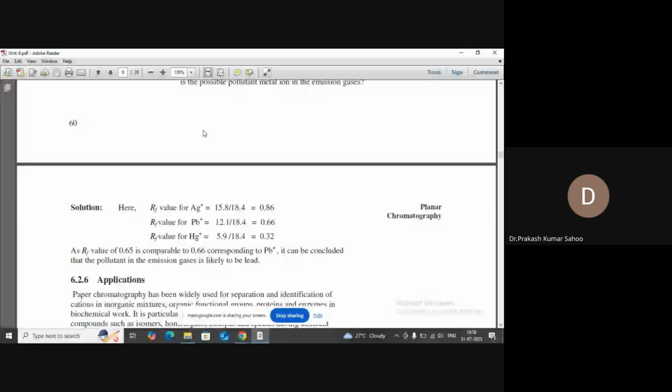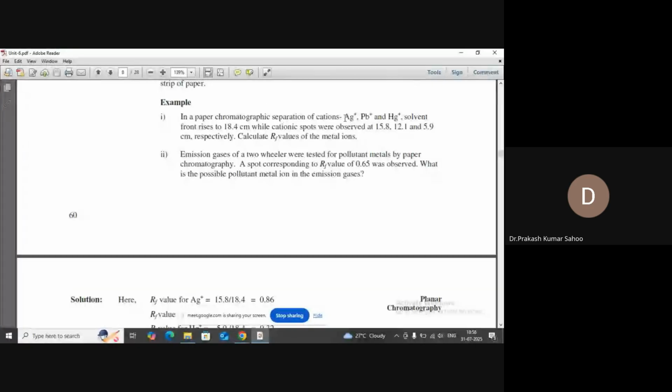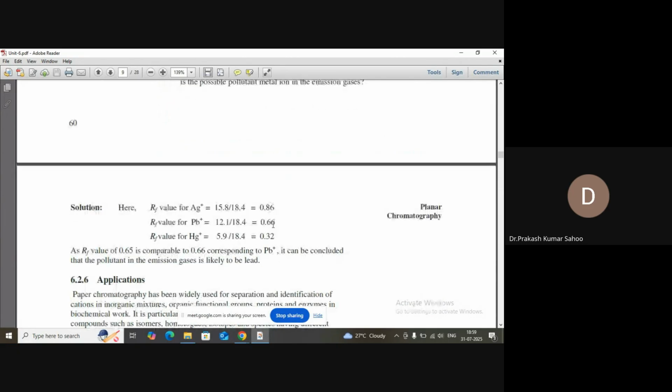So this is an example of one experiment, with silver, lead and mercury. All three came out as different components within a mixture, with traveling distances of 15.8, 12.1 and 5.9, with a total distance traveled by the solvent of 18.4. Then what is the retention factor? For silver it is 15.8 by 18.4, for lead it is 12.1 by 18.4, for mercury it is 5.9 by 18.4. So these are the key values.